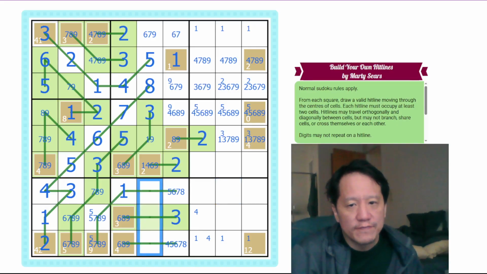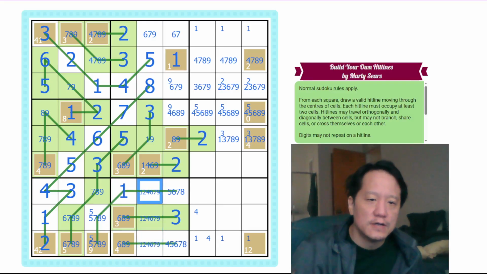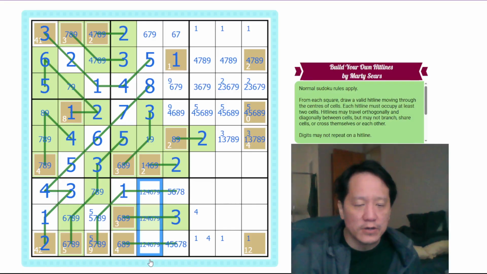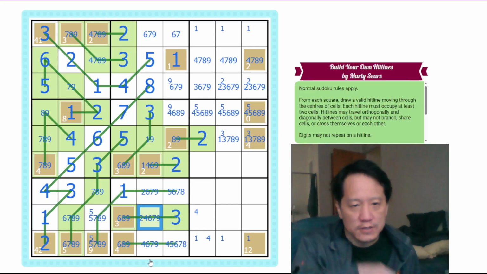Remaining digits of column 5. We have 1, 2, 4, 6, 7, 9. 1 cannot appear here because of 1 in the box. This can't be 4, and this can't be 2. That's all we have.